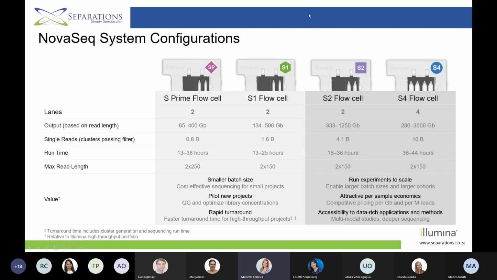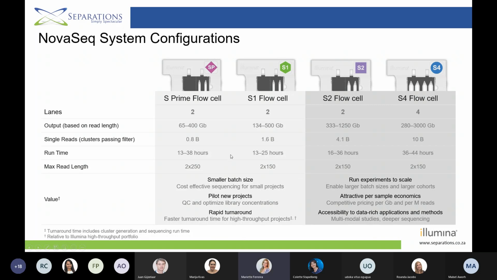If we look at the configuration of the NovaSeq, we've got 4 different types of flow cells. The smallest flow cell is the SP flow cell, followed by the S1, S2, and the largest one is the S4 flow cell. What differs between these flow cells is obviously the output of the flow cell. The SP flow cell has the smallest output, ranging from 65 to 400 gigabases, and the output obviously depends on the read length of your kit. And on the S4 flow cell, per flow cell, we have up to 3,000 gigabases of data that can be generated.